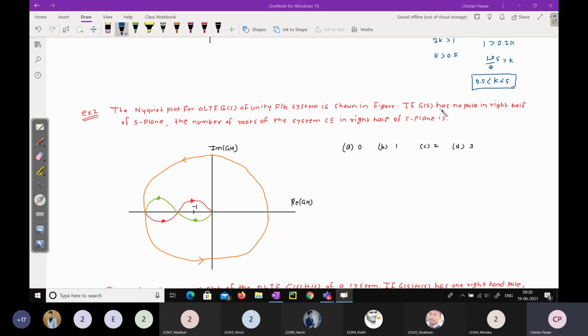So what is this value? This is the P value, right? In that formula, N is equal to P minus Z. So the P value will be equal to 0. And we need to determine the closed loop poles, because the roots of the characteristic equation are the closed loop poles, right? In the right half side of the S-plane. So can you tell me what will be the answer? There are four options: 0, 1, 2, and 3. All these are GATE questions only.